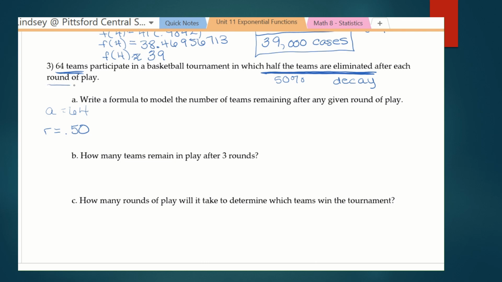And then finally, after each round of play, so a round of play represents my time, that's my X. So this is going to be the number of rounds. It depends on how many rounds have passed. That's when we can tell how many teams are remaining.